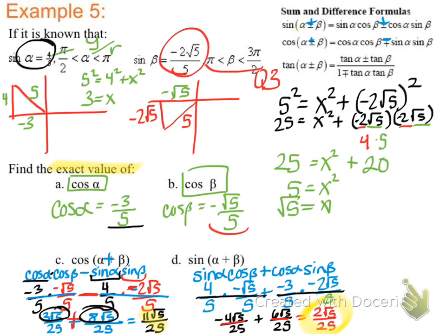So you're literally plugging in what you know. You do have to find some additional values before you can do these formulas. But it's keeping everything exact. Decimals are not approved for these problems because we can find the exact values.